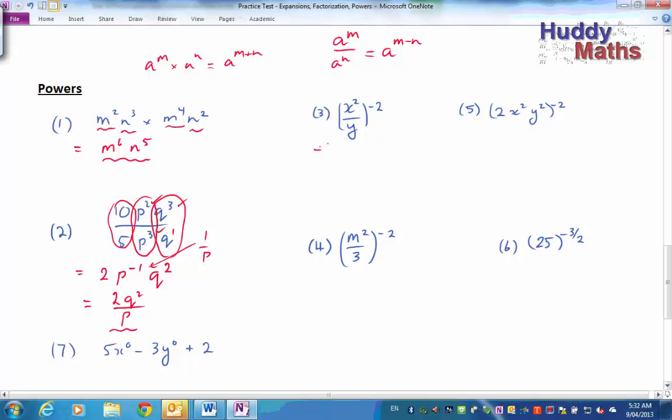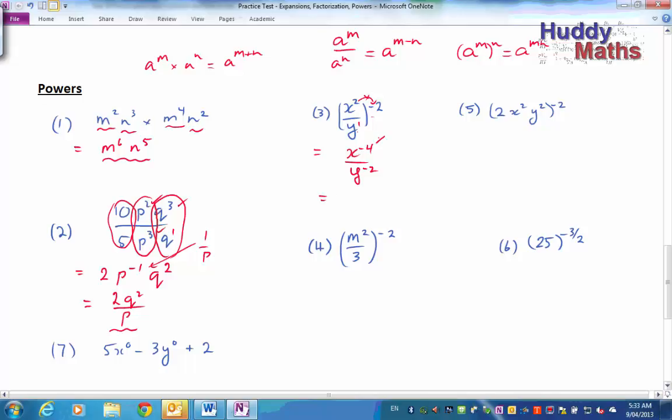Let's look at number 3 up here. Always do the bracket first. You have a power raised to a power. Let's write the rule. A to the m all to the n is a to the mn. So this is going to become 2 times neg 2 is neg 4 over y to the neg 2. This is y to the 1, so 1 times neg 2 is neg 2.